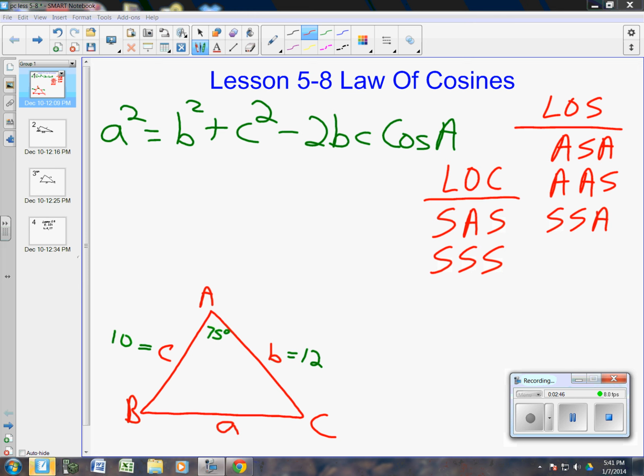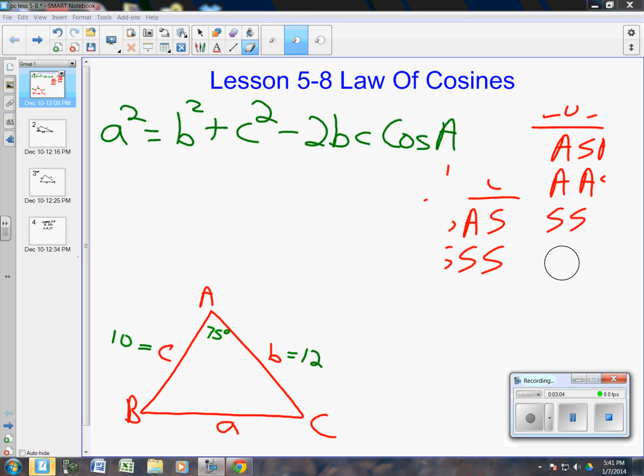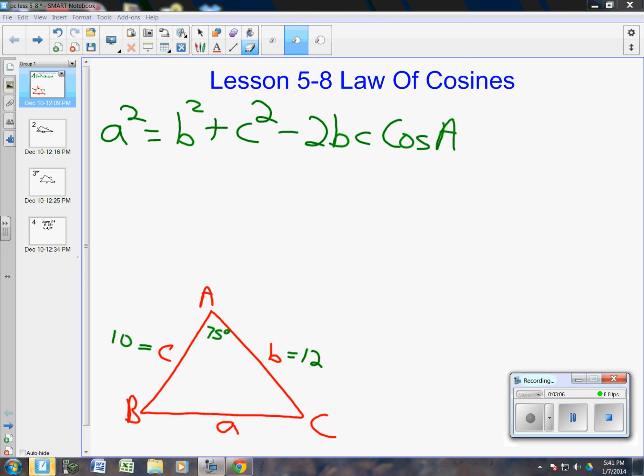Now, I'm going to write down the law of cosines. The law of cosines can be stated in several different ways, depending on which variable you solve for. But I'm going to give it to you in a general way, so you only have to remember one formula. So anyway, the formulas are in your book in lesson 5-8 if you want to look at all the formulas. So right here, this is the law of cosines.